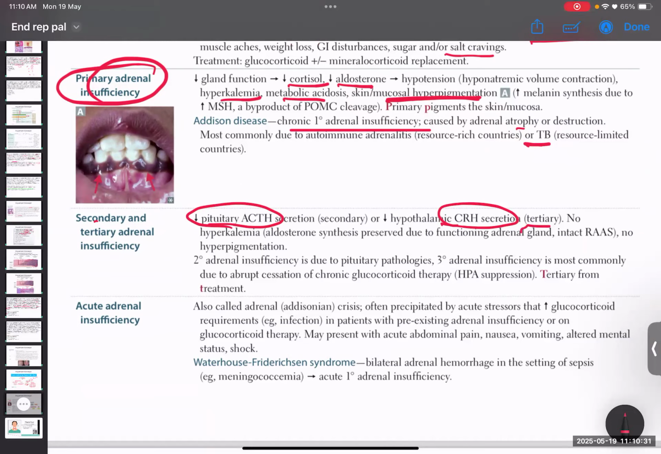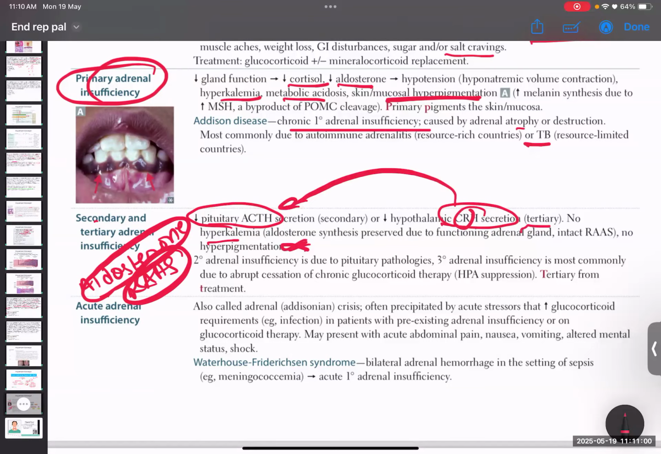So in this scenario, you wouldn't necessarily have hyperkalemia, because what did I say? Aldosterone was mainly regulated by the RAS system, right? So if this system's working fine, and if the adrenal gland is functional enough to produce aldosterone, you don't necessarily have hyperkalemia and metabolic acidosis. And you don't have hyperpigmentation as well, because if you don't produce ACTH in the first place, you don't have hyperpigmentation. If there's no CRH secretion in the first place, there's no ACTH secretion, and you don't have hyperpigmentation.